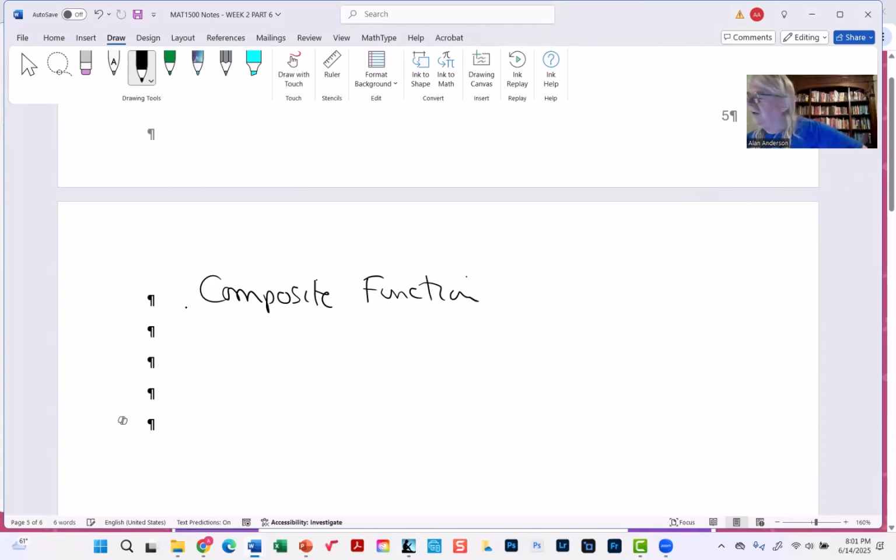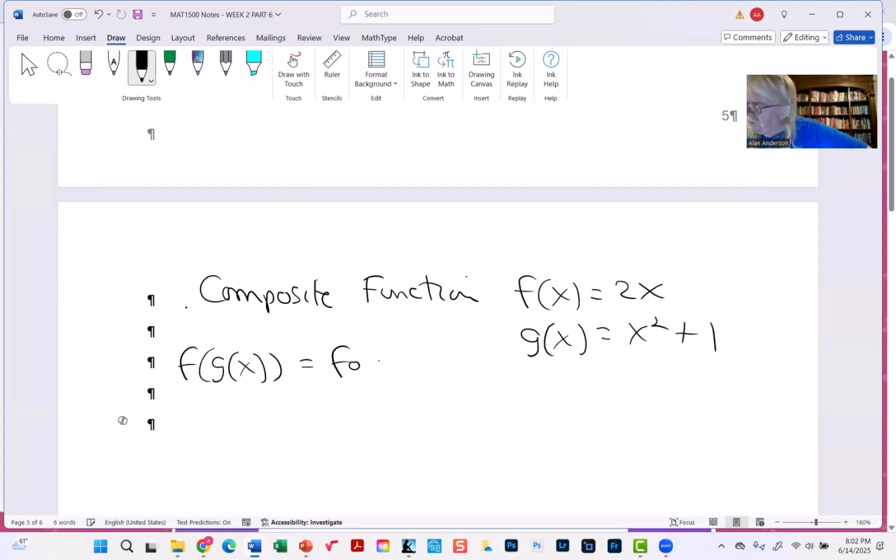What if we had, for example, f of x is 2x, and g of x is x squared plus 1. Then f of g of x, which sometimes you see written like this, means what you're basically doing is you go to your f of x function, wherever there's an x, you replace it with g of x. Okay, so in this case, that would give us 2 times g of x. And then we just replace the g of x with its definition. And then I guess we can multiply it out.